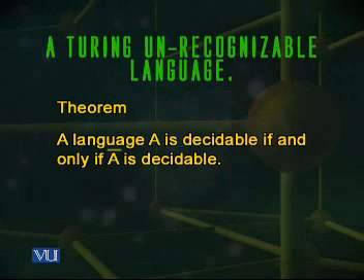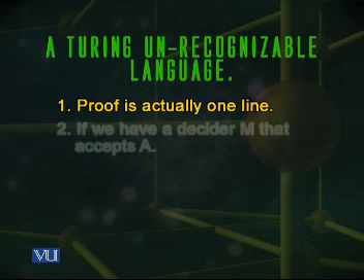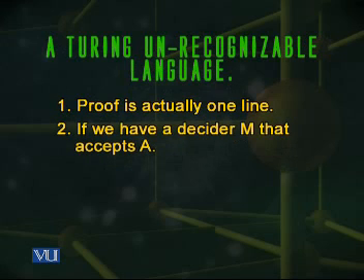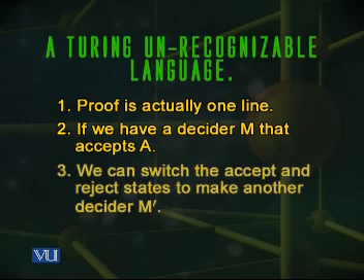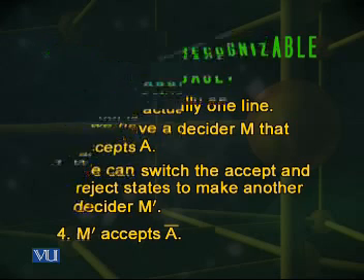What I have written down on the slide is a very simple theorem which says that a language is decidable if and only if its complement is decidable. The proof is actually one line. If we have a decider M that accepts A, then we can switch the accept and reject states of this decider M to obtain another decider. Now this other decider M prime will accept the complement of A.